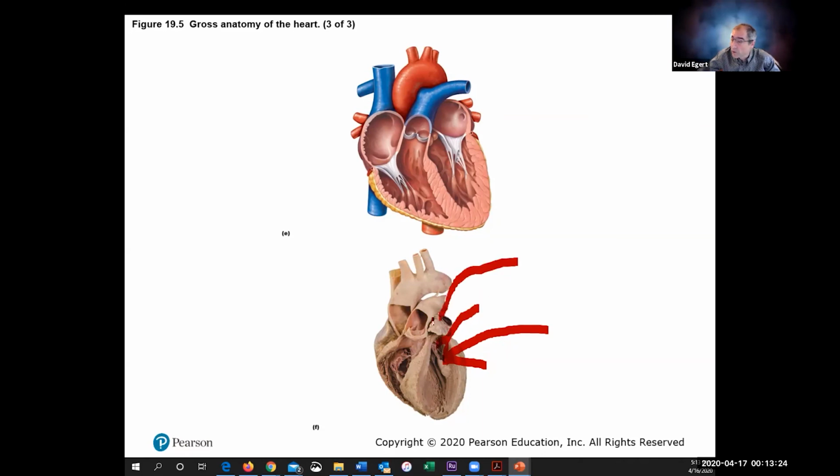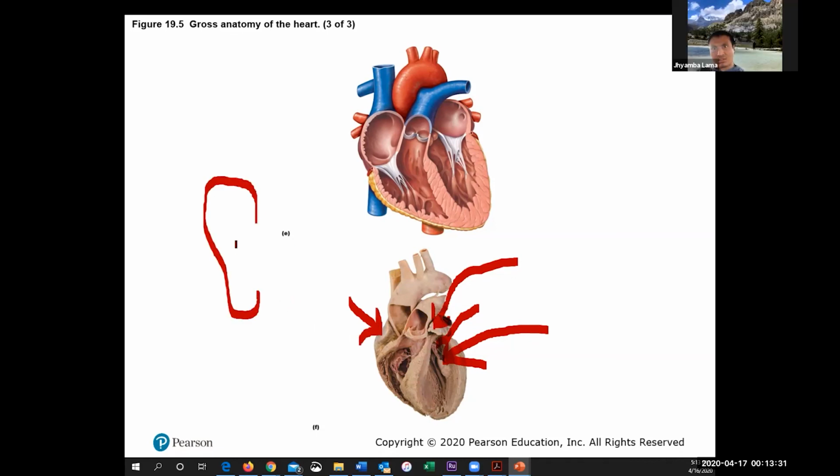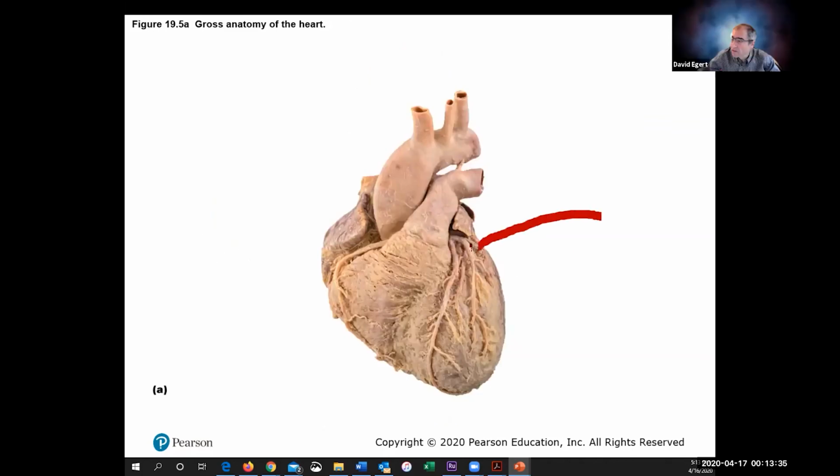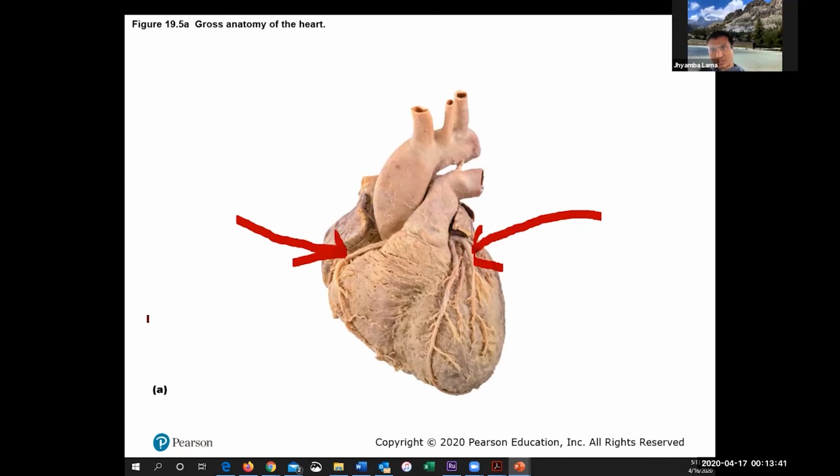What is this weird ear-like thing here? There's one over here as well. Left and right auricle. Yeah, the auricles. What are these vessels here coming right off of the aorta? These are sinuses. Coronary arteries? The coronary arteries. Those are the right and left coronary arteries. So this would be the left.